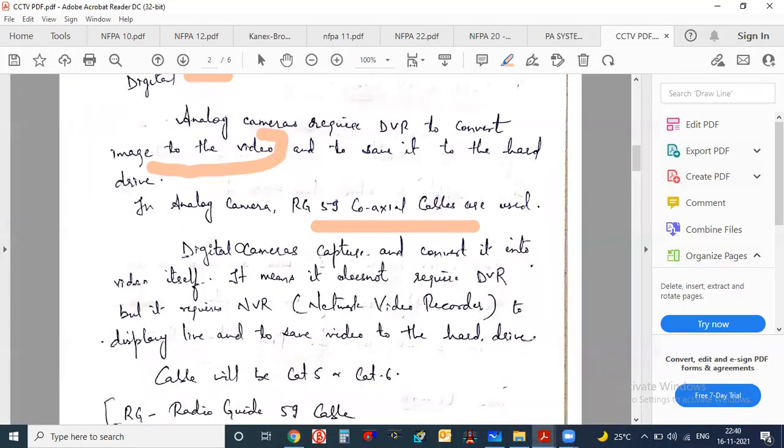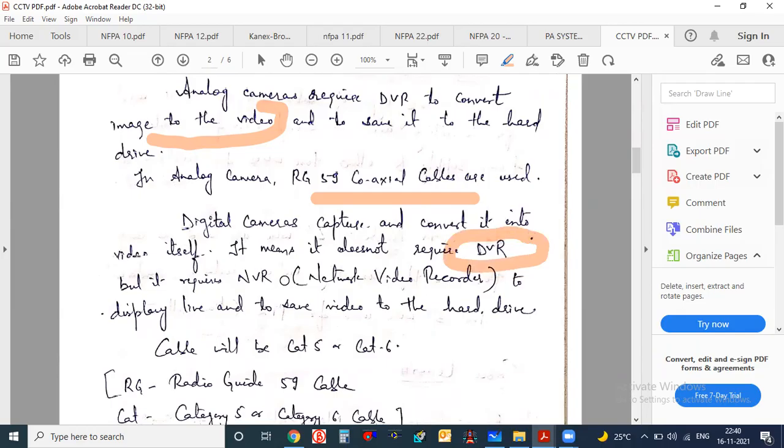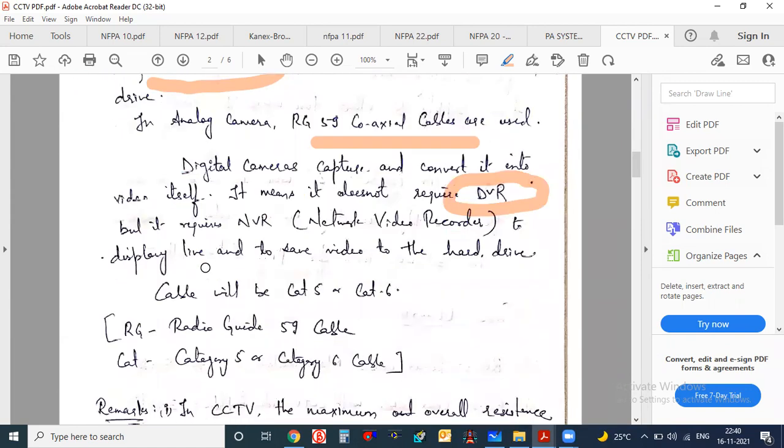And digital cameras, nowadays, everyone is going with digital cameras. Why? Because of the application. It itself captures and converts it into video itself. It doesn't require the DVR. But in digital cameras, we require the network video recorder. See, we require a network to save those recordings. So that's why digital cameras are used. And if you see, digital cameras are very expensive as compared to analog cameras.